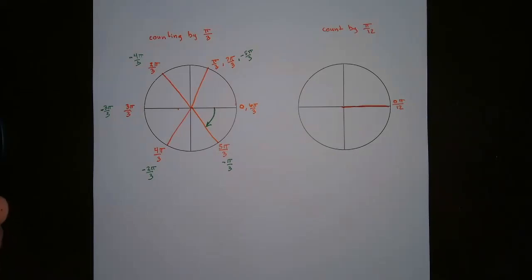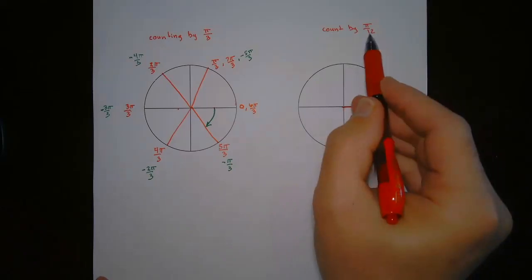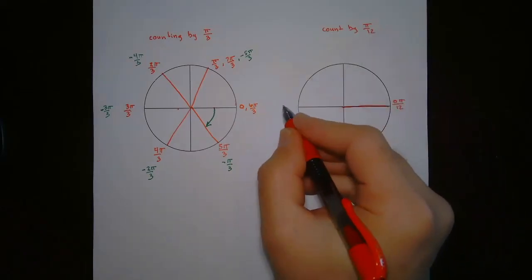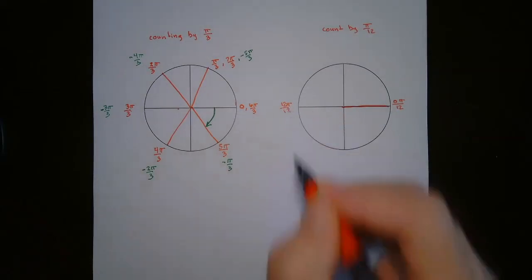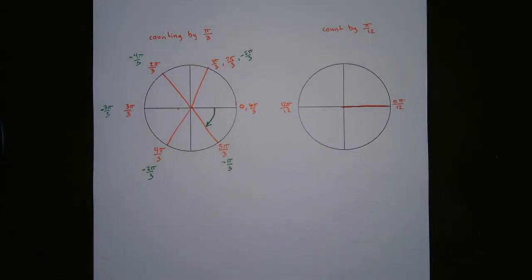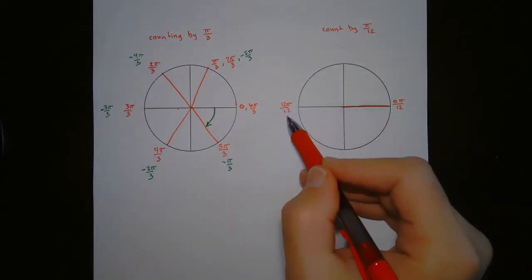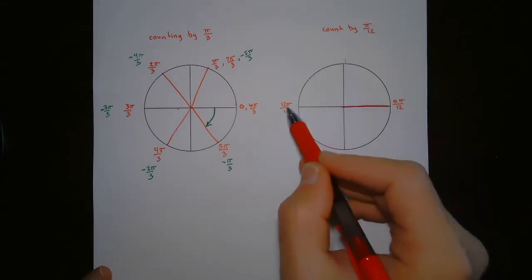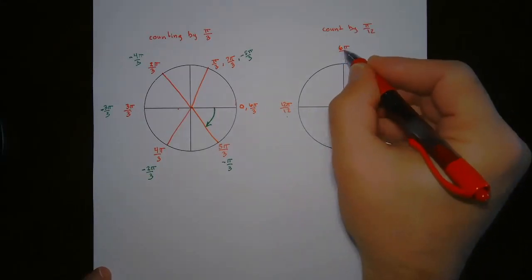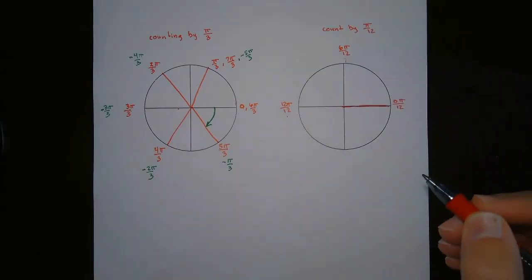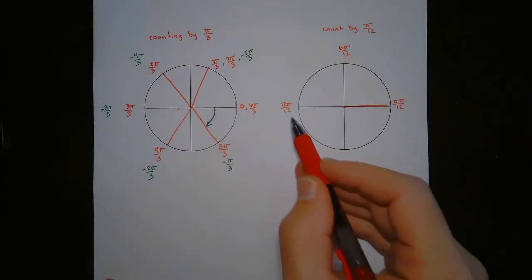11 pi over 12, okay? Well, I know this is pi, and since I'm counting by 12s, I know this would have to be 12 pi over 12. Because what's 12 pi over 12? It's pi, right? If this is 12 pi over 12, then straight up here would have to be half that, right? So this would have to be 6 pi over 12, okay?